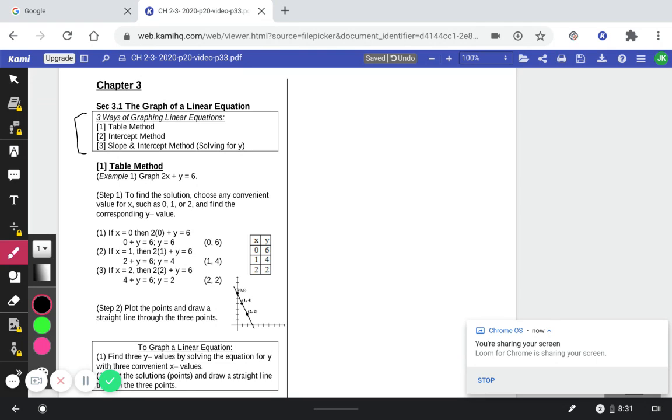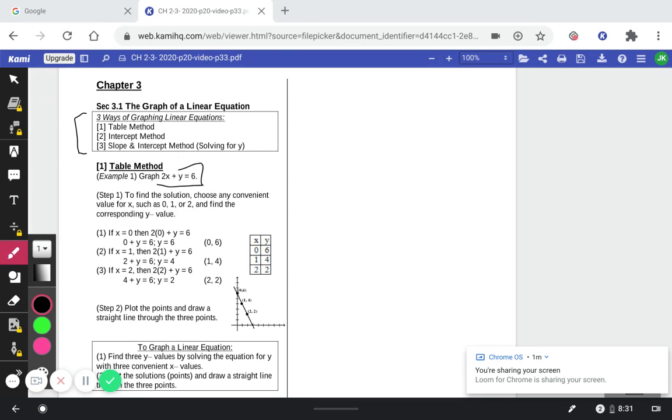Among all those three, I found that the best one for our course is number 3, and number 2 is also a good way of doing it. Number 1, the table method, is the normal way, but it's sort of random. For the table method, we are going to graph 2x plus y equals 6. Then we're going to make a table of x, y coordinates.